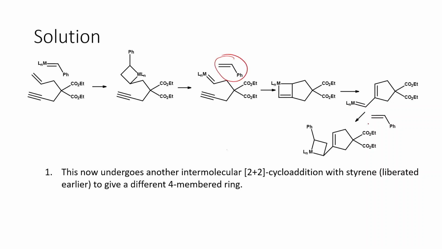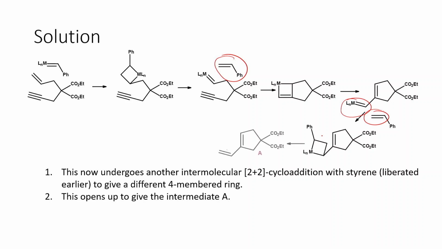So now the styrene comes and reacts with this particular alkene. We have a 2+2 addition happening between the metal and the styrene unit. That leads to a 4-membered ring, a cyclobutane ring, and this is now lost as the catalyst. So now the catalyst is regenerated from this material, and we end up with the intermediate A where there is no metal.